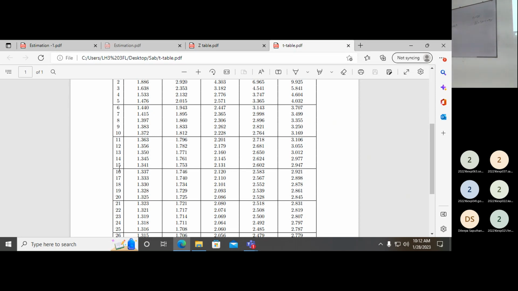If the size of two samples are 10 and 15, calculate degrees of freedom. Here, 10 plus 15 minus 2. 25 minus 2, 23 degrees of freedom. 23.